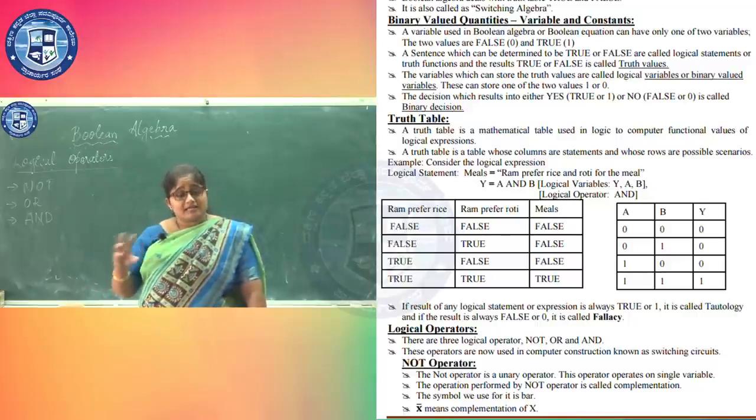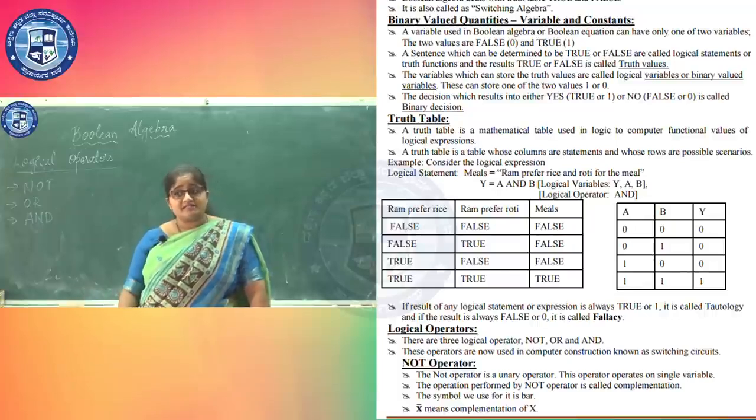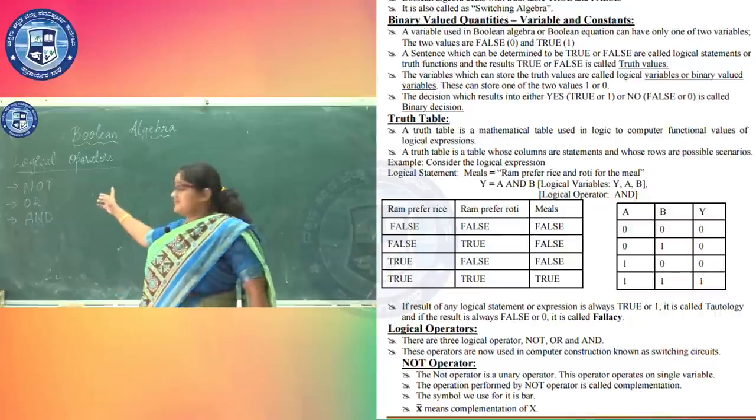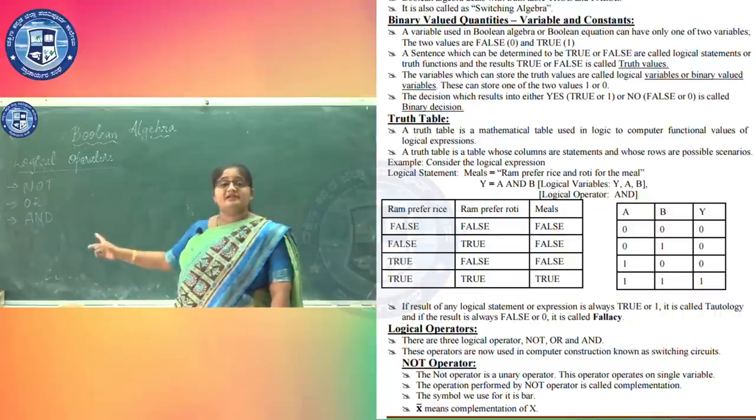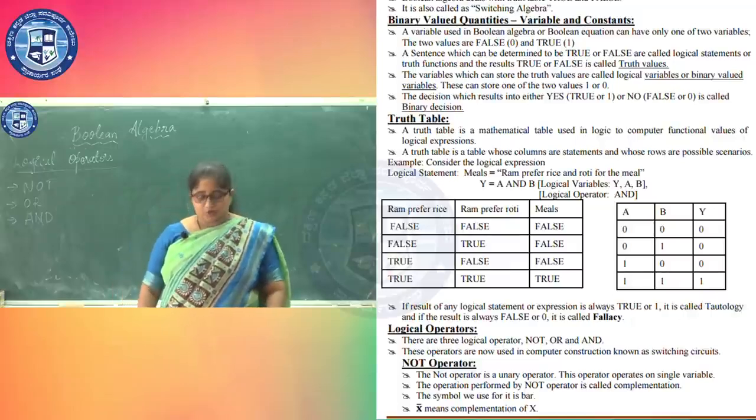So, to do some calculation with the Boolean numbers, that is the binary number system, we require some operators, and those operators are NOT operator, OR operator, AND operator. So first we will get into the NOT operator.